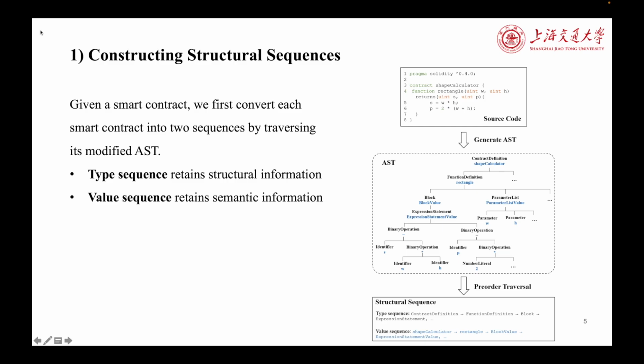Given a smart contract, we first convert each smart contract into two sequences, namely a type sequence and a value sequence, by traversing its modified abstract syntax tree. The type sequence involves structural information while the value sequence retains semantic information. Such sequential representations of structural data can be easily processed by sequential learning models such as transformer.